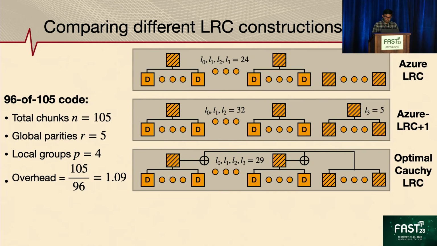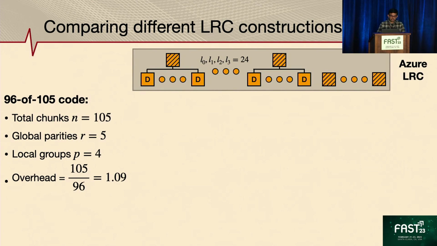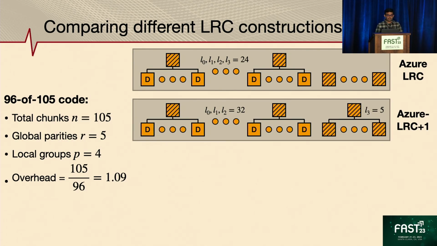To do that, I use a 96 of 105 stripe. This is a wide code, which has a total of 105 chunks in it, 5 global parities, 4 groups, meaning each group spans approximately 24, 25, depending on which construction you're using, and the overhead is approximately 9 point something %. So with Azure LRC, each local group is 24 chunks wide, and you have the global parities which are not protected by a local parity.